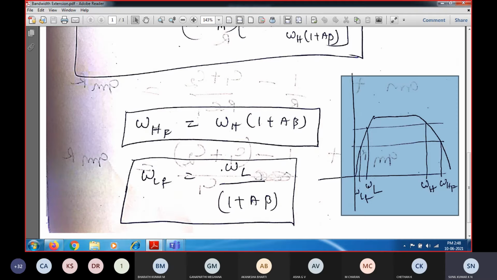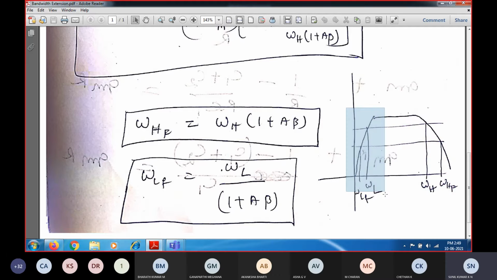Now if you want to know the bandwidth from here to here, suppose you assume this is a high frequency response, so you should neglect all these things. From 0 frequency till omega h, omega h minus 0 gives the bandwidth. Now omega hf has been increased by a factor of 1 plus A beta, so the new 3 dB frequency is over here. So omega hf minus 0 is the 3 dB frequency with feedback, and this is the 3 dB frequency without feedback. So this will be increasing.